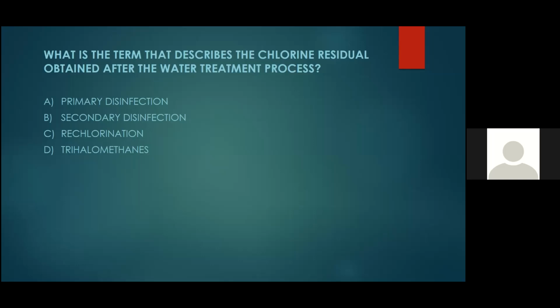Primary disinfection is basically deactivating the bacteria, right? It does the job of oxidation or disinfection, and that gets all the bacteria out of there. That's the job of primary disinfection. Secondary disinfection is that residual that's out there to protect the system. So always remember that. When it says chlorine residual after the water treatment process, that's leaving your process, out in your system, protecting your system, it is always secondary.